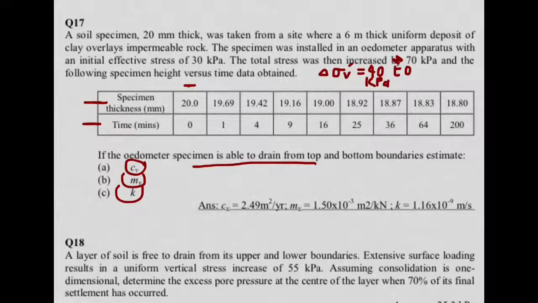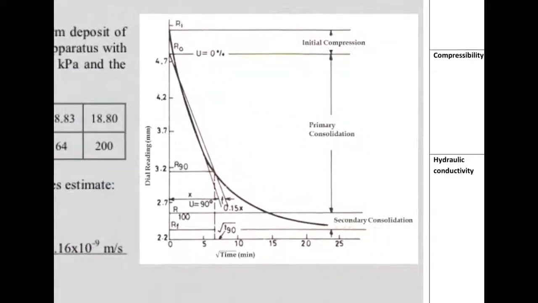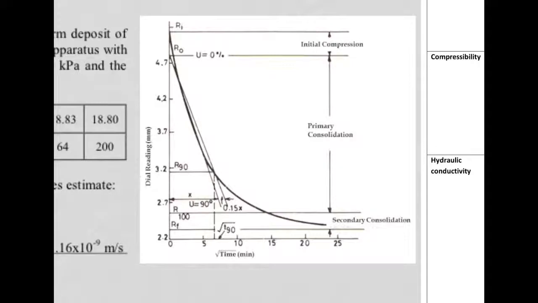If we have this type of question with this information, what we are going to do is plot the specimen thickness versus time, as we can see here. But this is just an example, we are not using the real data. In the x-axis we have the square root of time, and here we can have the thickness or the dial reading, whatever it is, you can put the thickness of the sample.